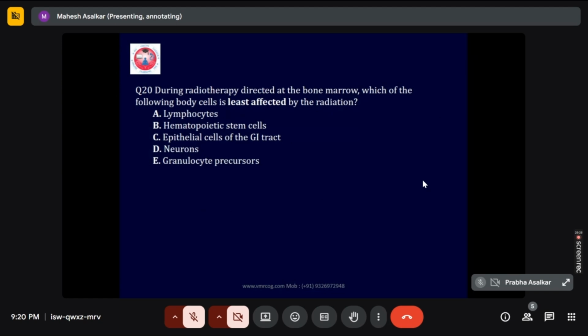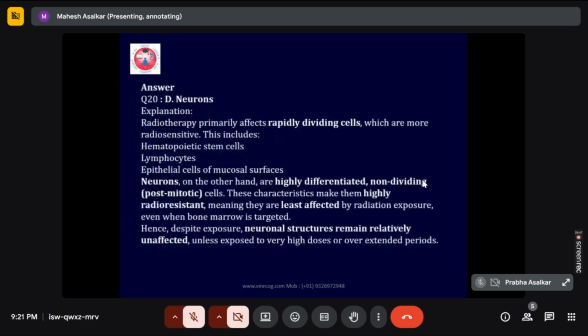Radiotherapy at bone marrow. Which of the following blood cells is least affected by radiation? Option A, lymphocytes. Option B, hematopoietic stem cells. Option C, epithelial cells of the GI tract. Option D, neurons. Option E, granulocyte precursors. Sir, option D, neurons. Correct. Again, these are non-dividing permanent cells, so they will be radio-resistant. So D, neurons is the answer.